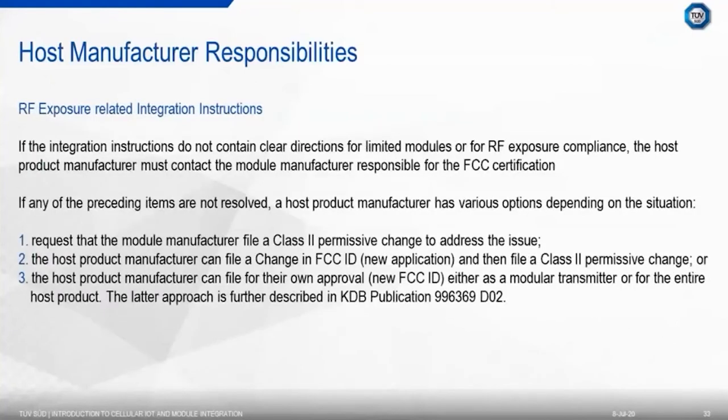A host product manufacturer can contact the module manufacturer if the integration instructions do not contain clear direction for the integration of limited modules or for RF exposure. And if any of these integration issues are not resolved, then a host product manufacturer really has three options. You can ask the module manufacturer to file a Class 2 permissive change to address the issue. The host product manufacturer can file for a change in FCC ID, which is effectively a new application, and then file a Class 2 permissive change. Or finally, the host product manufacturer can file their own modular or entire host product application, and there is a KDB reference there which describes this in a lot more detail.